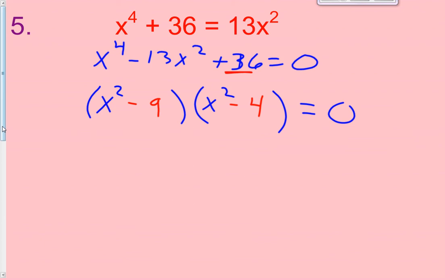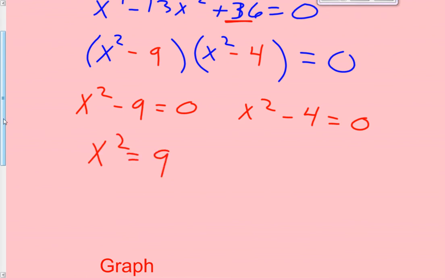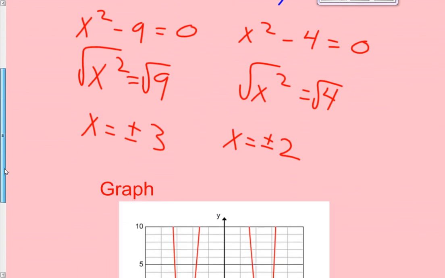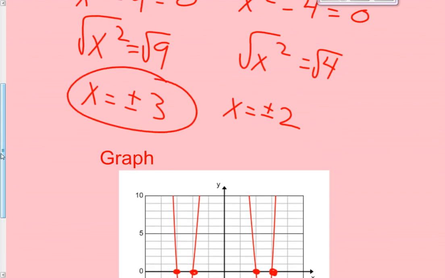Those are 2 factors. Let's equal them to 0. We should get 4 roots with this one. So x squared minus 9 equals 0, and x squared minus 4 equals 0. So we'd get x squared equals 9, x squared equals 4, square root both sides, and we would get x to equal plus and minus 3, and x to equal plus and minus 2. Square root 9 and square root 4 is 3 and 2. So it passes at a negative 3, a negative 2, a positive 2, a positive 3. Those are our solutions for this equation. Those four.